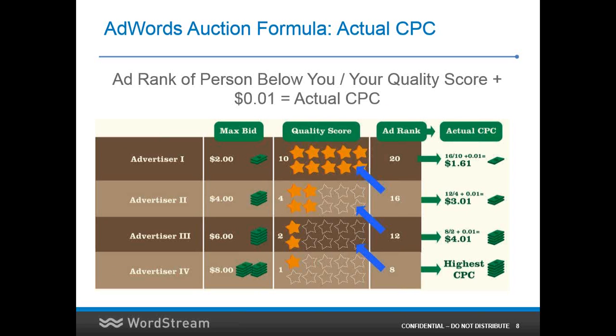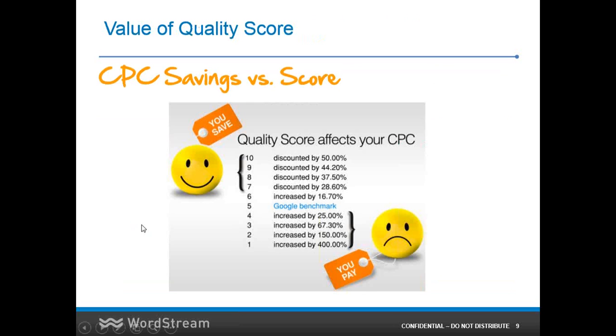All right. So I thought this infographic was really impactful, and I wanted to share it with you guys because it demonstrates how detrimental a poor quality score can be. If you look down there at the bottom, a quality score of 1 can increase what you're paying by 400%.